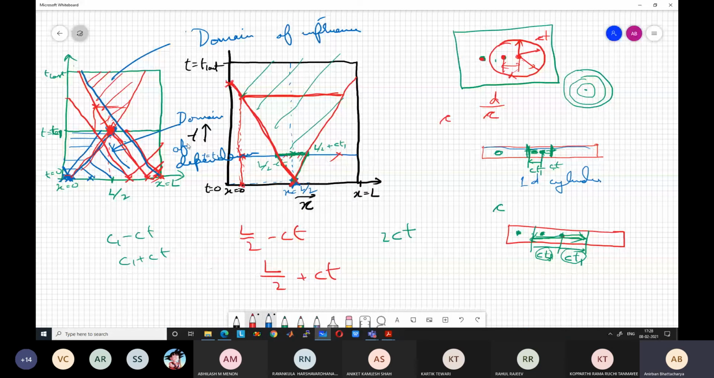Anywhere outside this region, the boundary condition will not be felt. Anything within this line, the boundary condition will be felt. So if I am at any point, say L by 2, I will not feel the boundary condition effect until I reach a certain time. Then only I will feel the effect of the boundary condition. This is also very important.